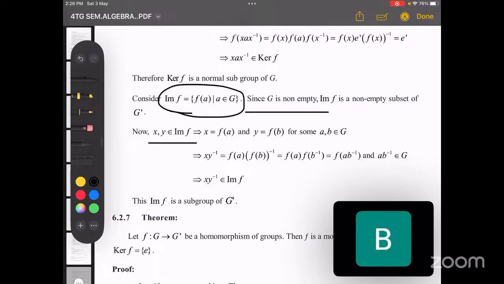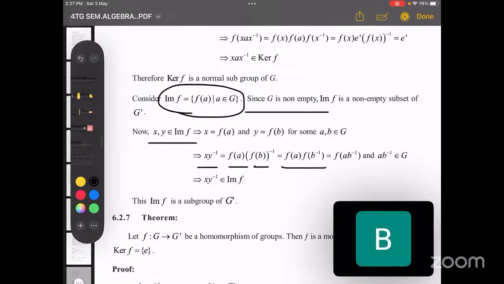So we have to show that xy inverse belongs to image of F. So we are writing xy inverse. So what is xy inverse? X value is F of A. Y inverse is F of B whole inverse. If you write like this, F of A, even inside also you can put the inverse. So F of A into F of B inverse equals to... when you do the product of these two, you will get it as F of AB inverse.